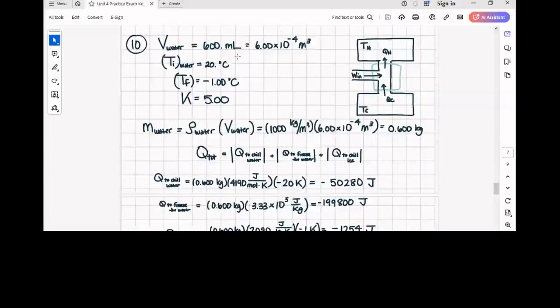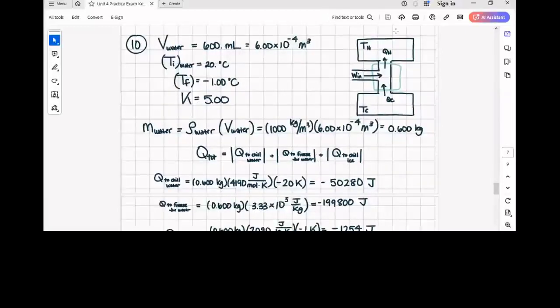We just divide through by 10 to the 6, and we end up with 6.00 times 10 to the -4 cubic meters. We have the initial temperature of the water. We know that the phase change is going to happen at 0 degrees Celsius, but that's not the end of this process. After the water changes phase and becomes ice, it also is further chilled down to -1 degree Celsius.